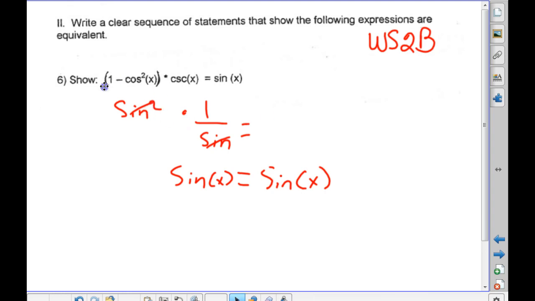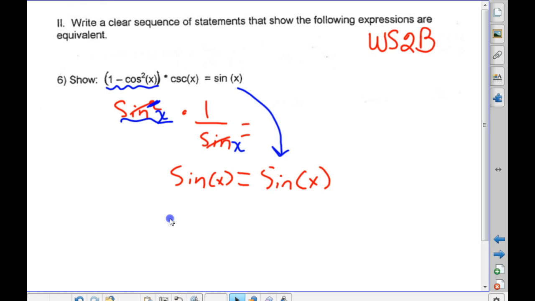All right, guys. Sean traded 1 minus cosine squared for a sine squared, cosecant for a 1 over sine, and then canceled one of the sines. Okay, be careful. You're only canceling the squared part here. There is still a sine x, which he knew. So we wound up with sine x equals sine x, the right-hand side.